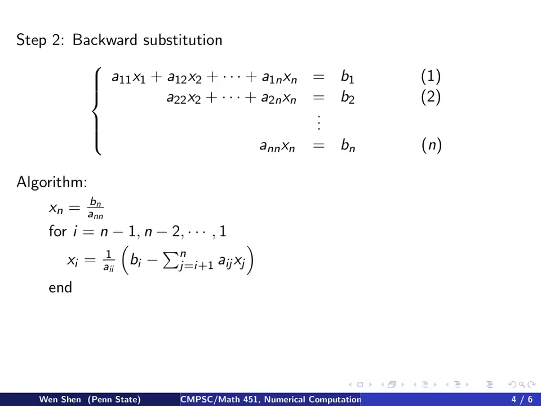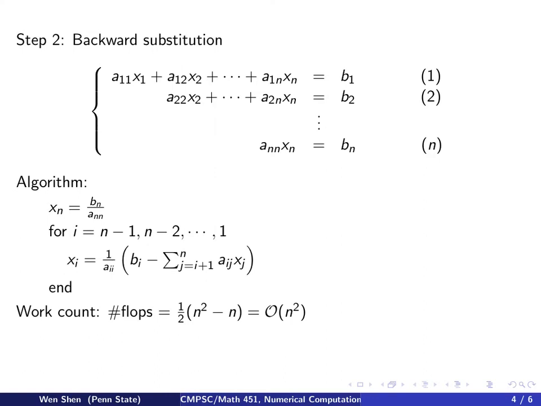Now let's put this into an algorithm form. So what you have to do, first initialize, so compute xn, and then you go through equation n minus 1, n minus 2, all the way to 1. And for each of these i, you keep the xi on the left-hand side and move everything else to the right-hand side because you already know all these xj's, and then you compute it.